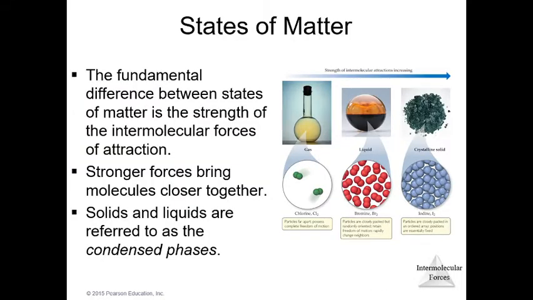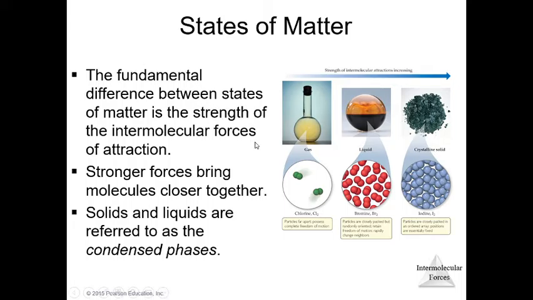All right. So first we need to talk about states of matter. And why are some compounds a solid, why a liquid, and why a gas at room temperature? Well, first let's just remind ourselves about our states of matter. It's been a while.